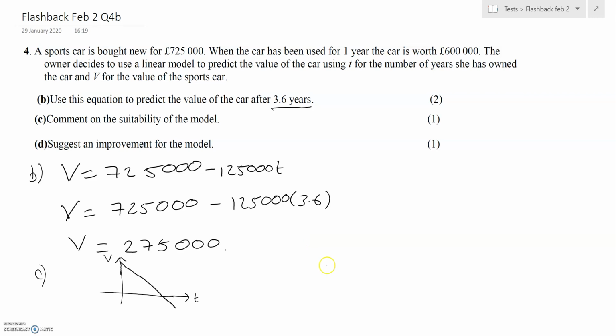Suggest an improvement for the model? Well, maybe it'd be better if the value of the car tailed off in the long run.